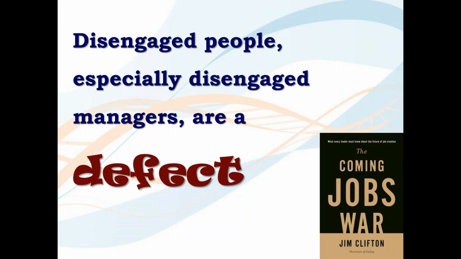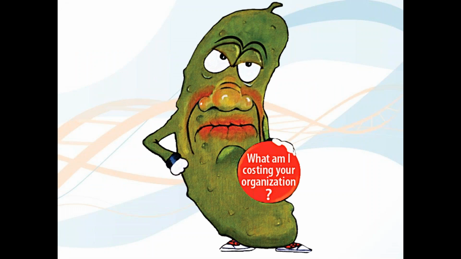Jim Clifton is the CEO of the Gallup organization, and in his book, a very disconcerting book, The Coming Jobs War, he wrote, disengaged people, especially if they're managers, are a quality defect. Just like giving a patient the wrong medication, just like shipping the wrong product out to a customer, it is a quality defect when you have people who are not engaged in their work.